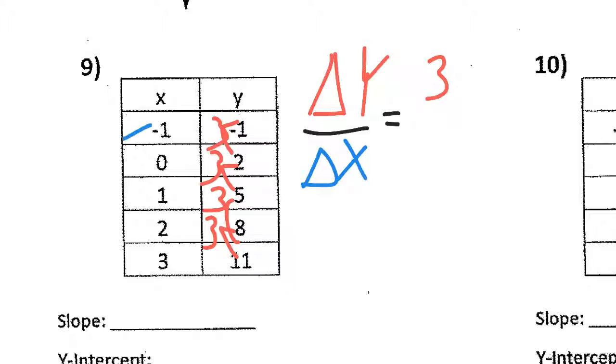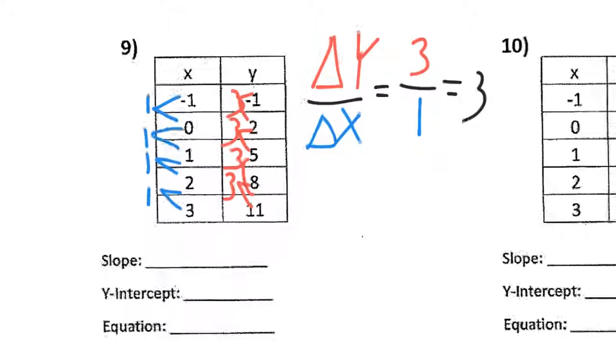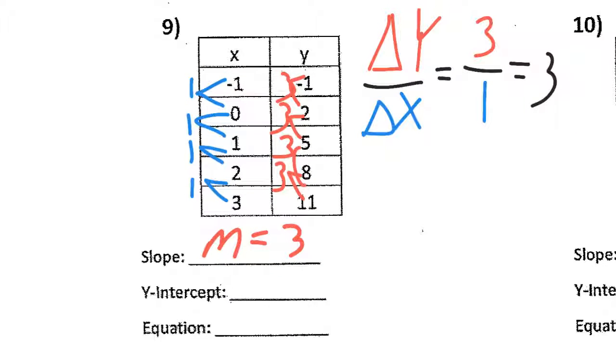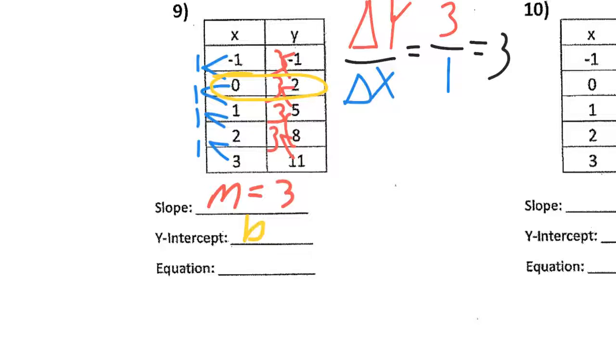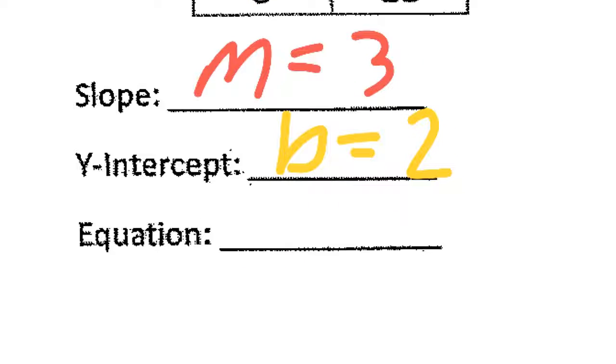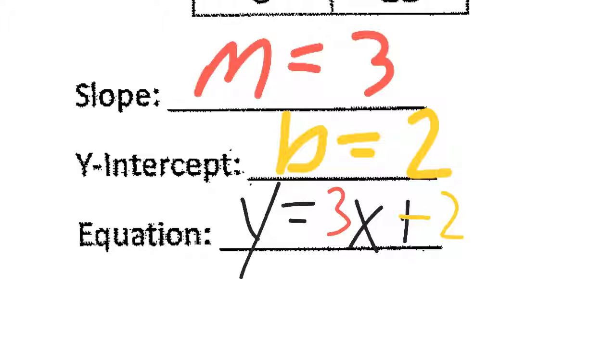My x's, these are all changing by 1. So my change of x is 1. And 3 divided by 1 is just 3. So my slope, or my m, is going to be 3. My y-intercept is wherever x is 0. So my y-intercept, or my b, is 2. Now I just have to write out the equation, which is pretty straightforward. Y equals mx plus b.